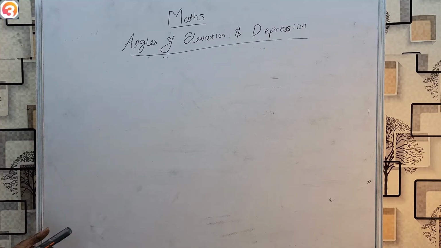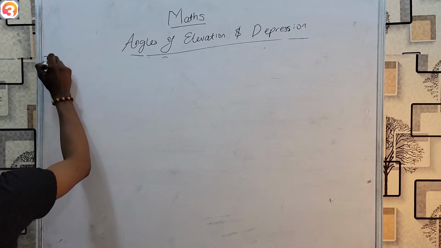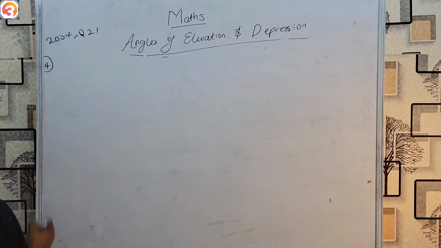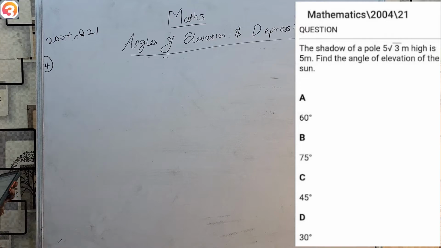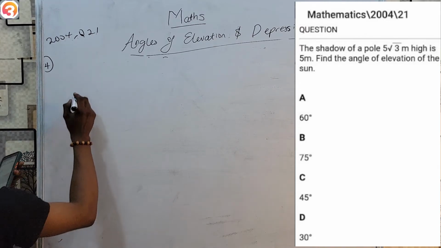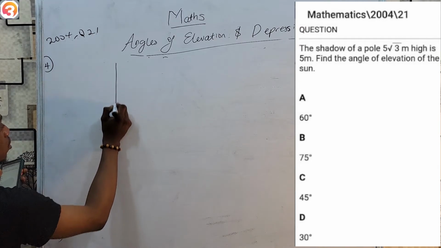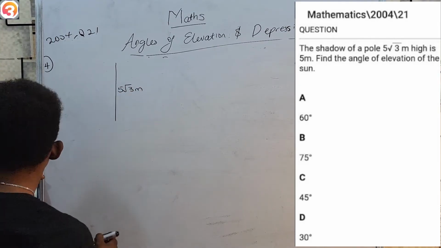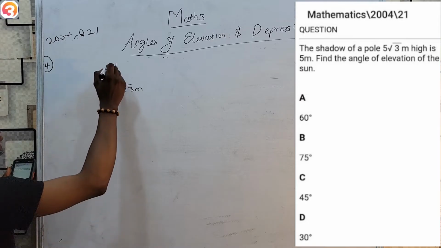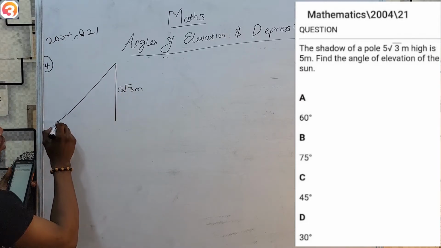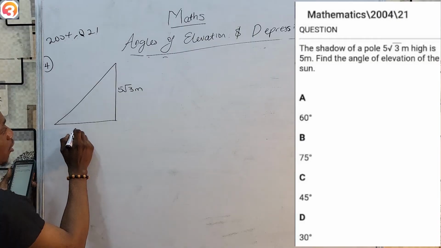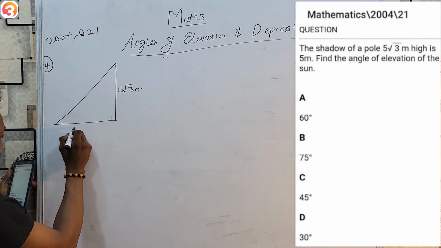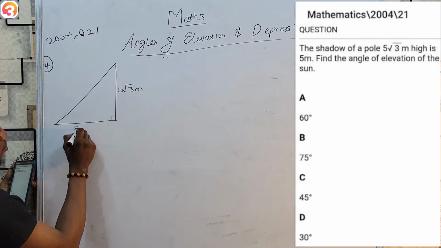Alright, this one is question 4, from the year 2004, question 21. And it says the shadow of a pole 5 root 3 meters high. Let me draw a pole. Our pole is 5 root 3 meters high, and its shadow is 5 meters. The shadow is always lying on the ground. The shadow must be here, which is 5 meters.